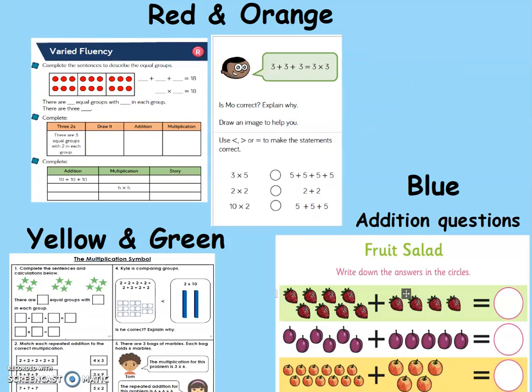The last thing that I want you to do in your maths lesson today is answer the questions in your pack or books. So red and orange have got some varied fluency and some reasoning and problem solving questions to answer. Yellow and green group, you have got a worksheet that looks like this to answer, and blue, you are answering the addition questions. So you need to count up how many fruit there are, add them together and write your answer in the circles.